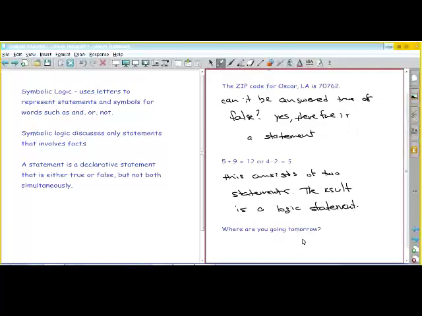If I said, where are you going tomorrow, and you said true, people would probably think you're crazy. You can answer the question, but there's an infinite number of things that you could answer. So because you can't answer it in a true or false, it's not a logic statement.